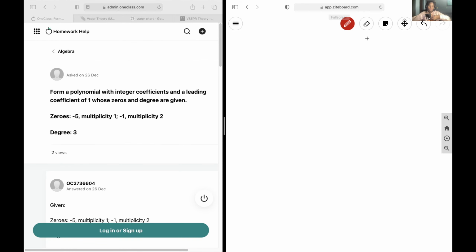Okay, next up we have a polynomial with integer coefficients and a leading coefficient of 1, whose zeros and degree are given. So we have x is equal to negative 5 with a multiplicity of 1, and x is equal to negative 1 with a multiplicity of 2. So if you write this, we get x plus 5, and since the multiplicity is 1, it's to the power of 1. And we get x plus 1, multiplicity is 2, so instead it's going to be to the power of 2.